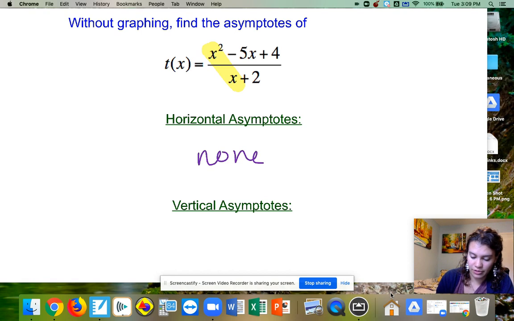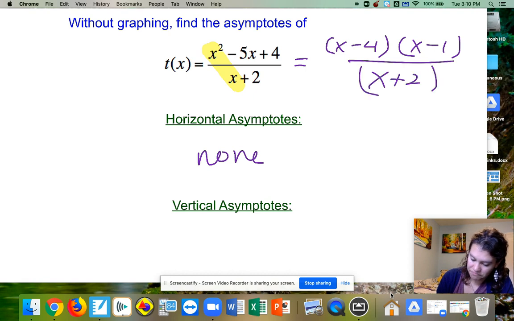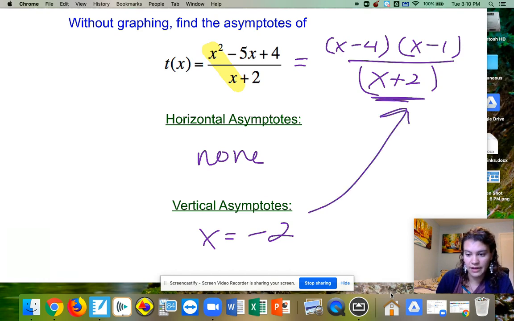So then if we're going to do the vertical asymptotes, we need to simplify this first because there's no way right now to know what's going to cancel because we have a quadratic on the top. So if you simplify this, this will factor to x minus 4, x minus 1, all over x plus 2. So nothing cancels, so we do have a vertical asymptote. If, for example, we canceled out the x plus 2, that would give us a hole. We have a vertical asymptote at x equals -2 because that's what makes that 0.